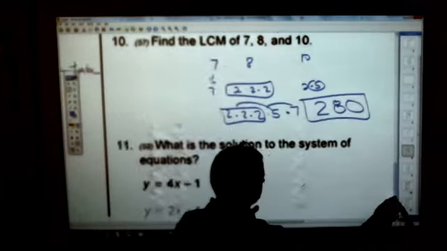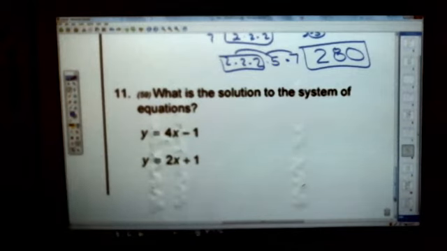Ladies and gentlemen. This one was disappointing to me. I got this one.